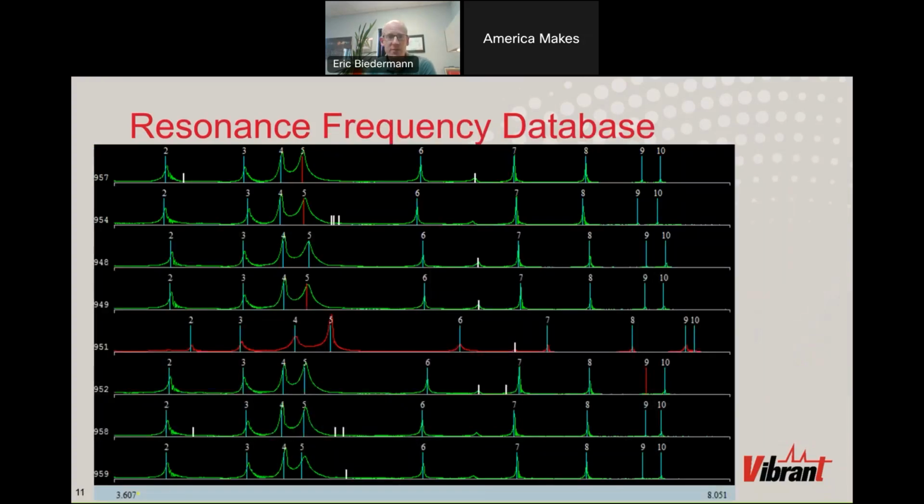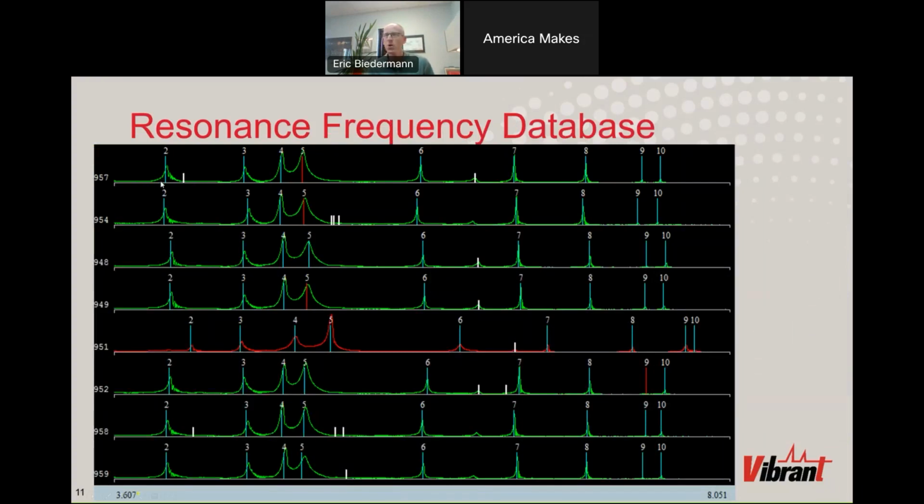So with our systems, we begin by gathering raw resonance frequency data like this. So again, each line here is the resonance spectrum from a different part. Every time we see a spike in that signal, that's a resonance mode that we've excited. So we tag these in our resonance frequency database.